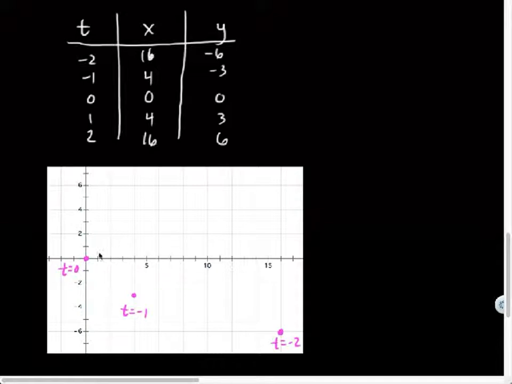So t equals 0. And then I've got over 4 up 3. And then I've got over 16 up 6, like so. And t equals 1 and t equals 2 respectively. So when I draw this, this actually fits a parabolic path. I'm going to draw this in this technique. It's technically not as pointy as I've made it look, like so.